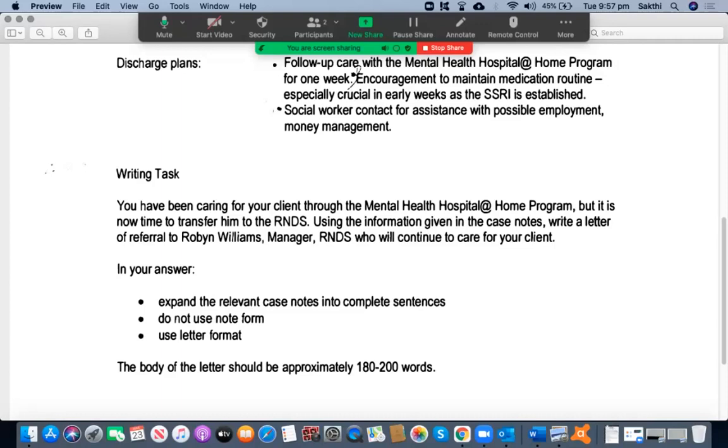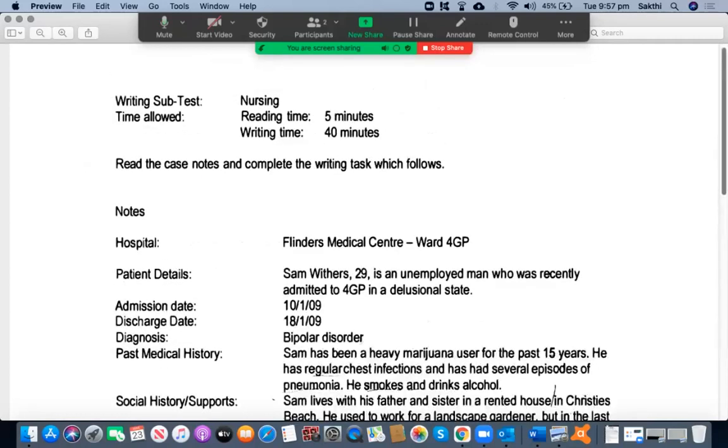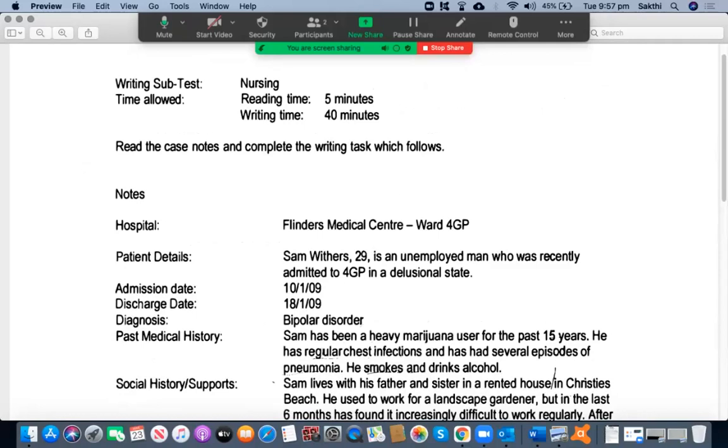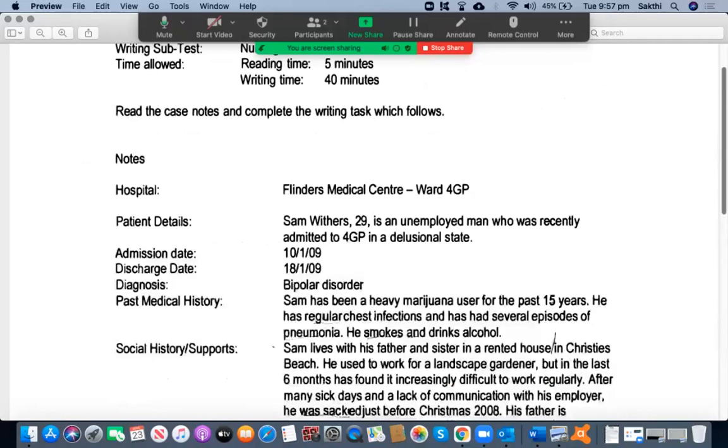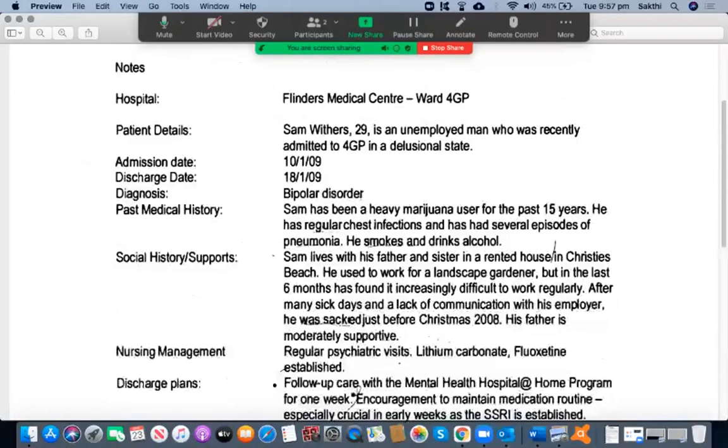The body of the letter should be approximately 180 to 200 words. Okay. So that's the one. Notes: Hospital, Flinders Medical Center, Ward 4 GP. Patient details: Sam Withers, 29, is an unemployed man who was recently admitted to 4 GP in a delusional state. Admission date is 10/1/09. Discharge date is 18/1/09. Diagnosis is bipolar disorder. Past medical history: Sam has been a heavy marijuana user for the past 15 years. He has regular chest infections and has had several episodes of pneumonia. He smokes and drinks alcohol.